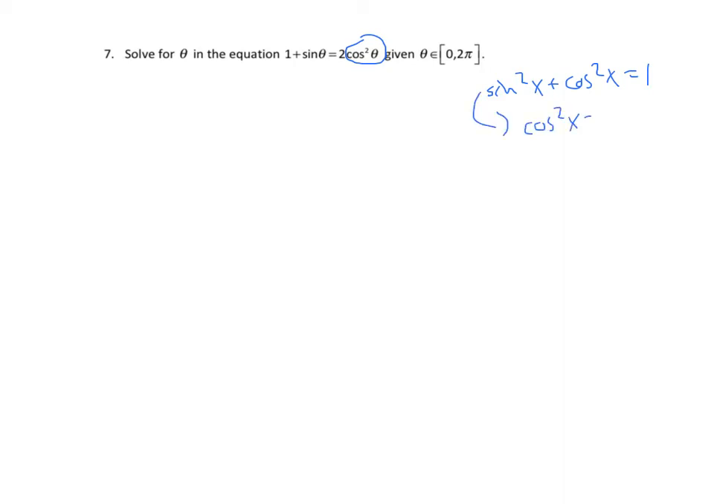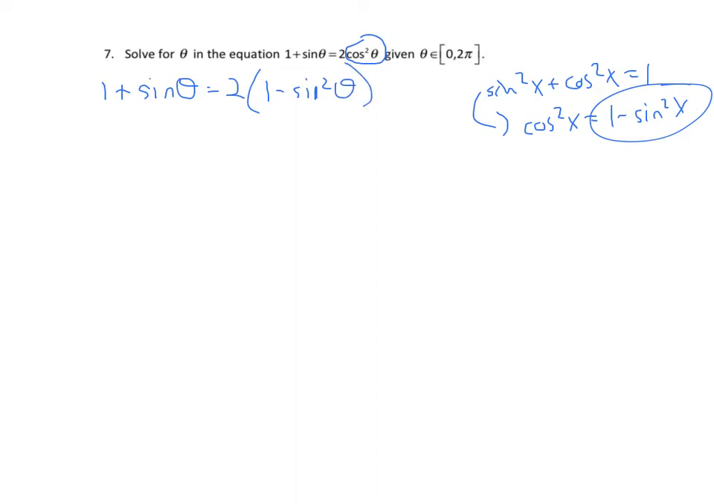Cosine squared x equals 1 minus sine squared x. So I can replace my cosine squared theta with 1 minus sine squared theta. So I get 1 plus sine theta equals 2, and then instead of cosine squared theta, 1 minus sine squared theta. And now I have an equation that has only sine thetas in it. And I'm going to distribute right here. 1 plus sine theta equals 2 minus 2 sine squared theta.